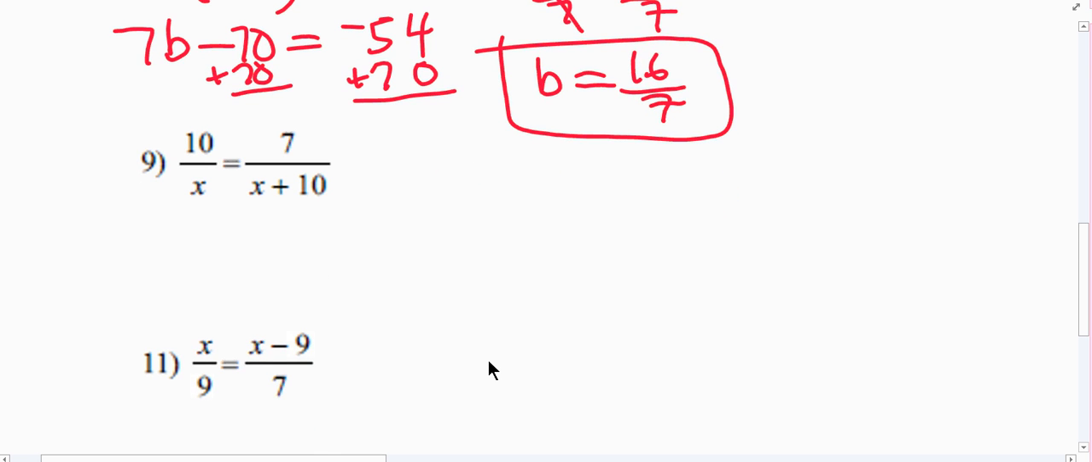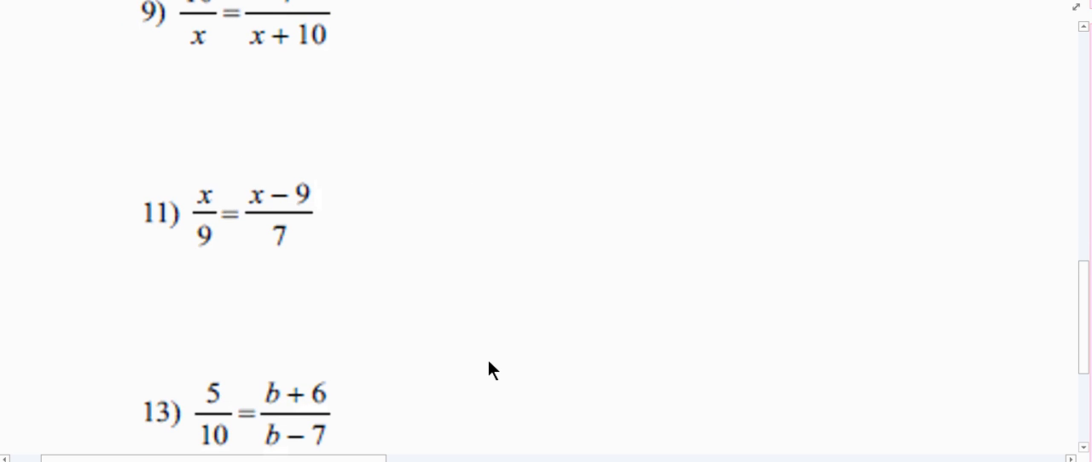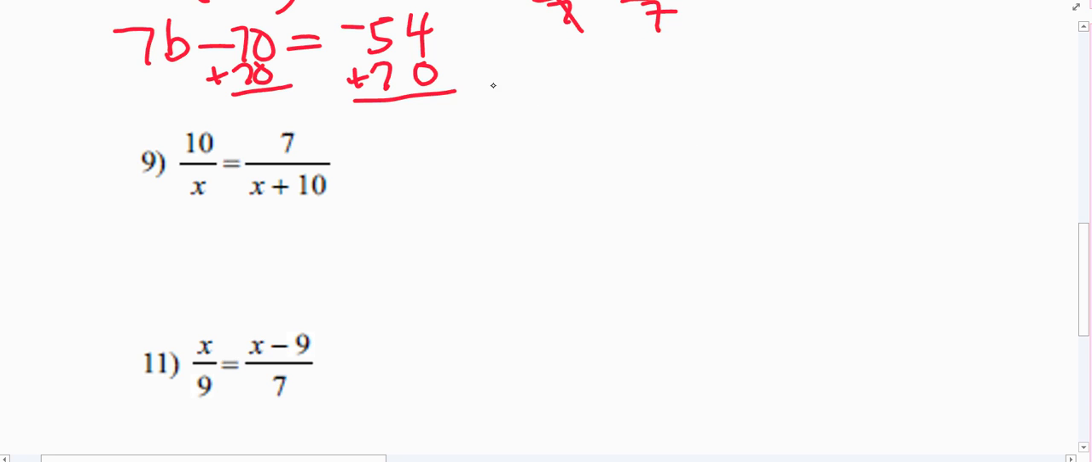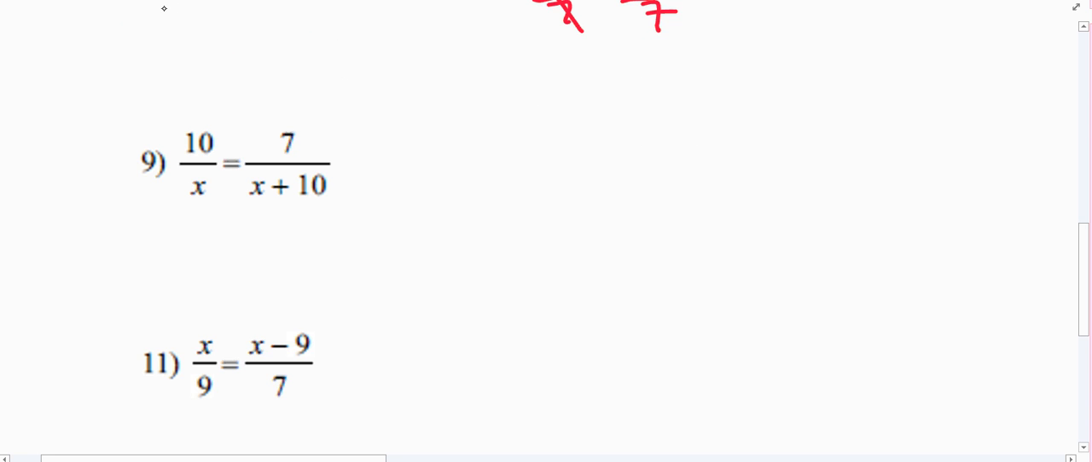Number 9, we notice that this is a little bit different because now we have the variable x in two locations, right? You see there's an x here and there's an x right here in this denominator. So let's just start cross multiplying. Alright, let's do 10 multiplied by x plus 10.